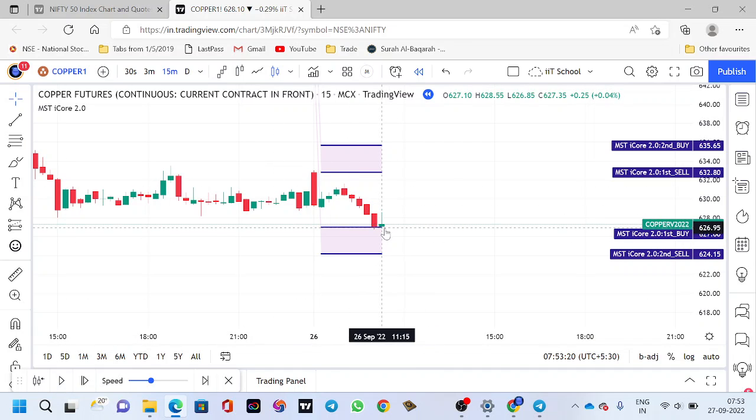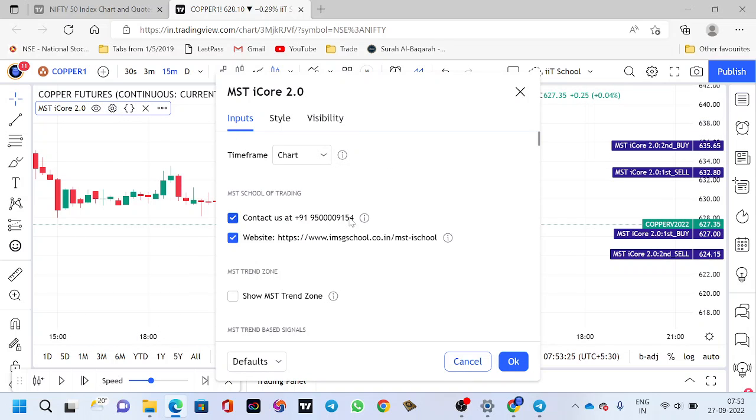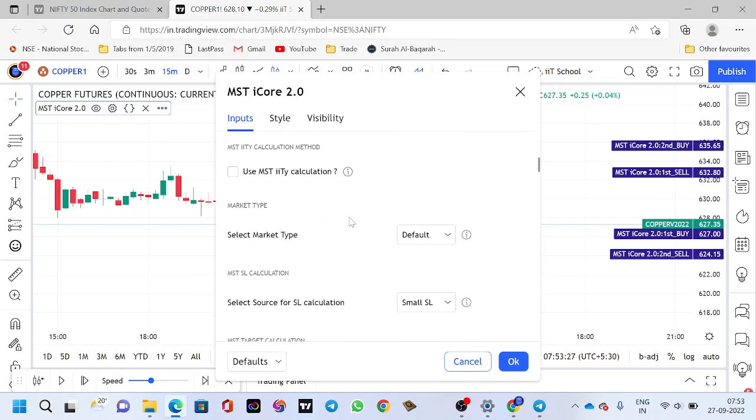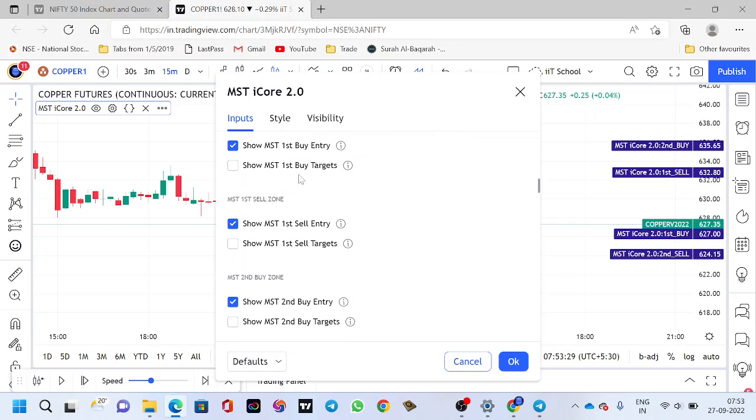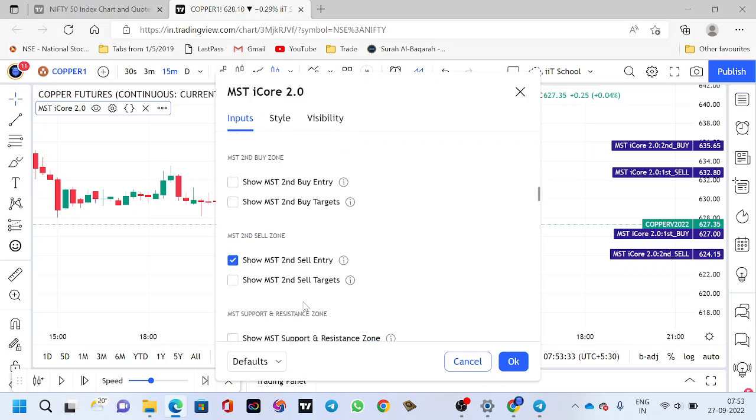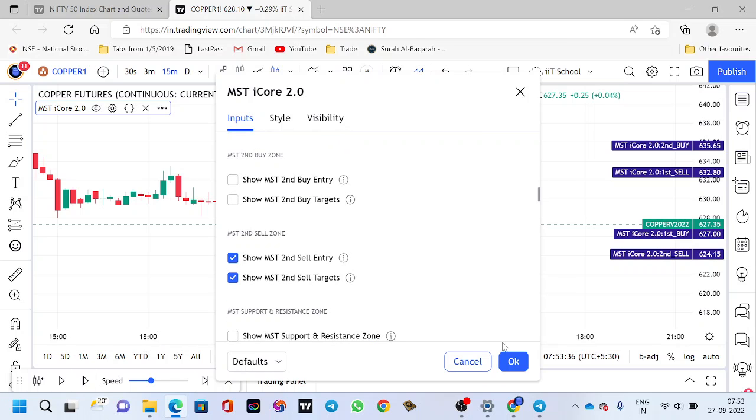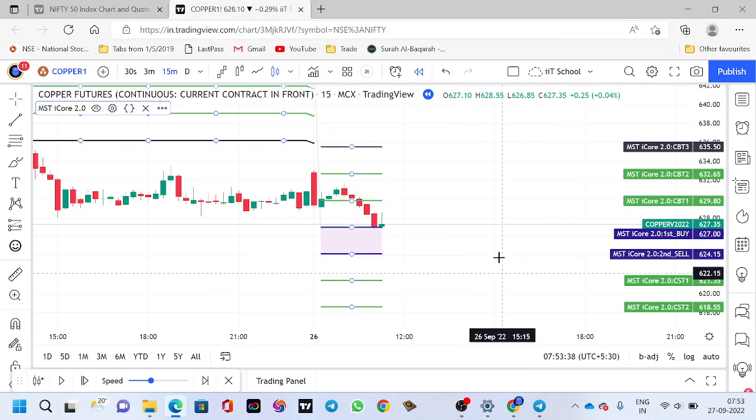So now as per this, what happened? Buy has been activated because it has come down to our buy zone. Since it has come down to the buy zone, come here and enable first buy targets and remove first sell and second buy. Also enable second sell and second sell entry.